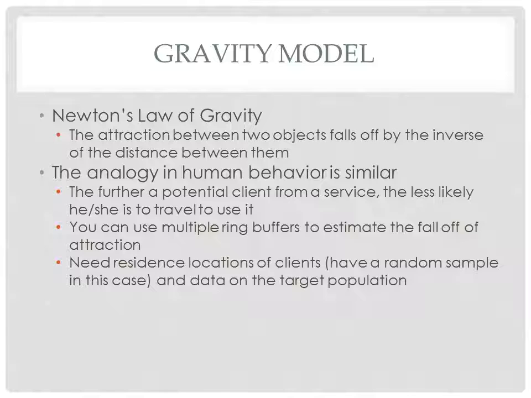The further a potential client is from a service, the less likely he or she is to travel to use it. You can use multiple ring buffers to estimate the fall-off for attraction. And you need residence locations of clients, a random sample in this case, and data on the target population.